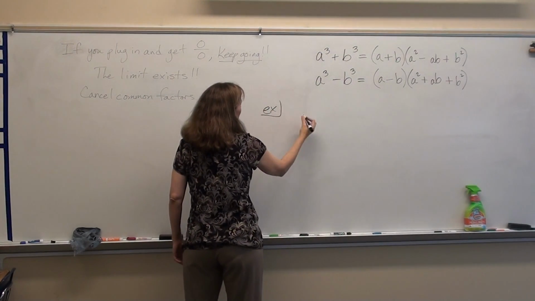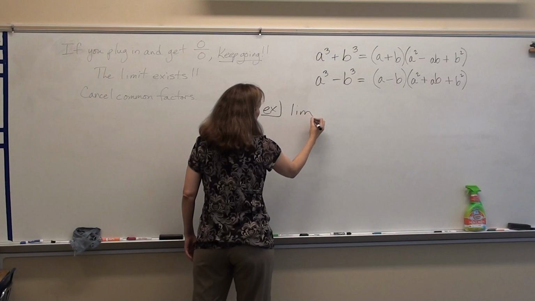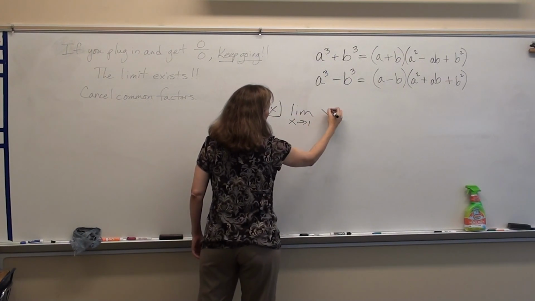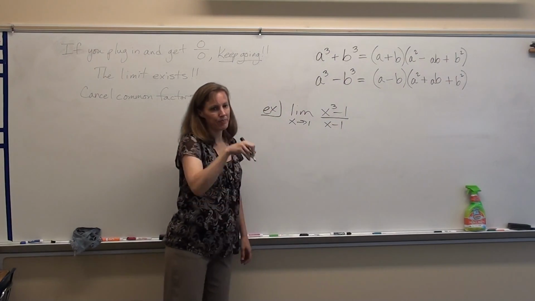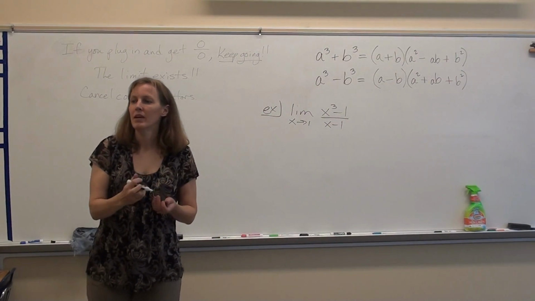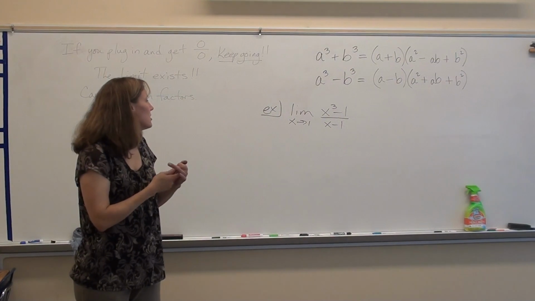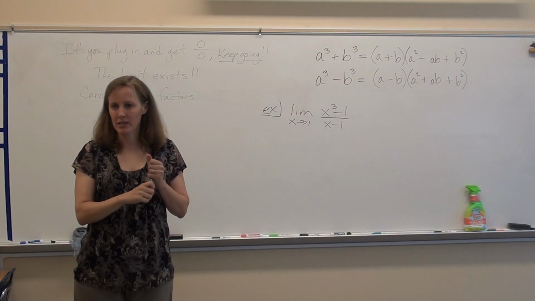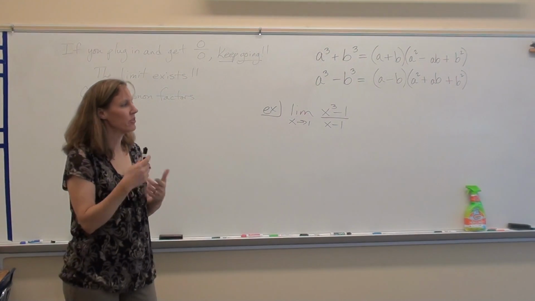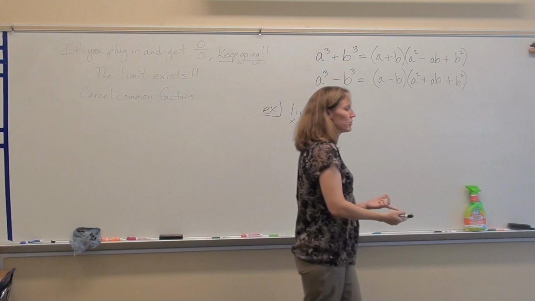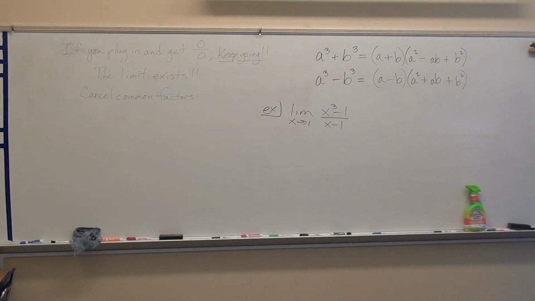Let's take a look at the problem that we got yesterday. We made a table for it. It was x cubed minus 1 over x minus 1. If we substitute a 1 in for x in this function, what do we end up with? 0 over 0. And in limit world, what does 0 over 0 mean? It means keep going, the limit exists. So what we're going to have to do is factor in order to see what we can cancel.